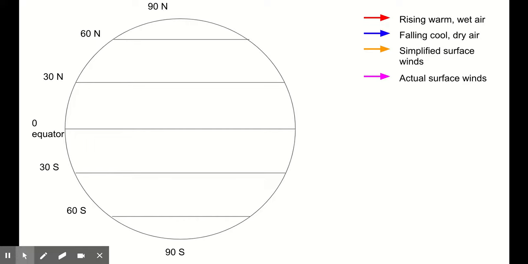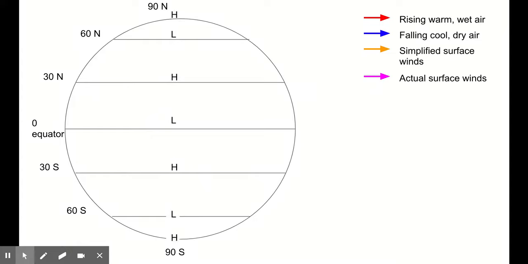Okay, so now let's take a look at the winds, because you drew the simplified surface winds, but now we need to figure out what the actual surface winds are, and I'm going to show you what I mean. So let's start on your same model of an Earth, or on a new little Earth that you draw. Pause the video, draw a new Earth with these same latitude labels. I want you to draw all of the pressure zones, and I want you to draw them right down the center of the Earth. So our low pressure at the equator, high pressure at 30 north and 30 south, low pressure at 60 north and 60 south, and high pressure at the poles.